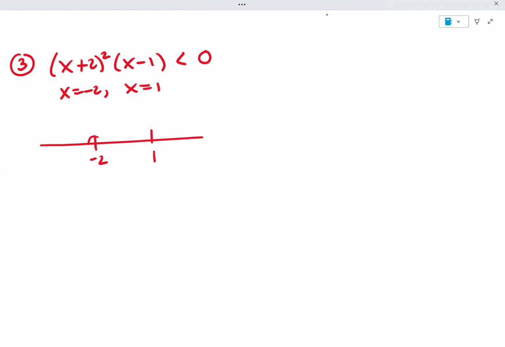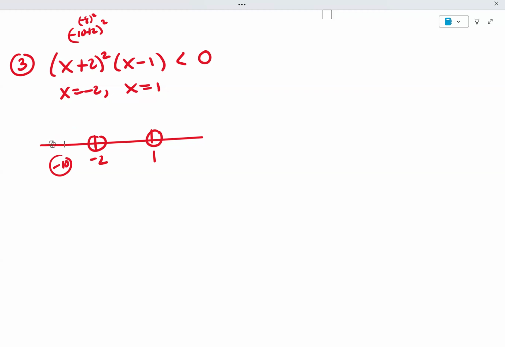Everything will receive an open circle because there's no equal to part. If I pick a test point, like -10, and substitute that in for x, -10 plus 2 is -8, but -8 squared is a positive. You can ignore any even power because it's always positive. But you can't ignore this over here, because -10 minus 1 is -11, and that positive times that negative is a negative.